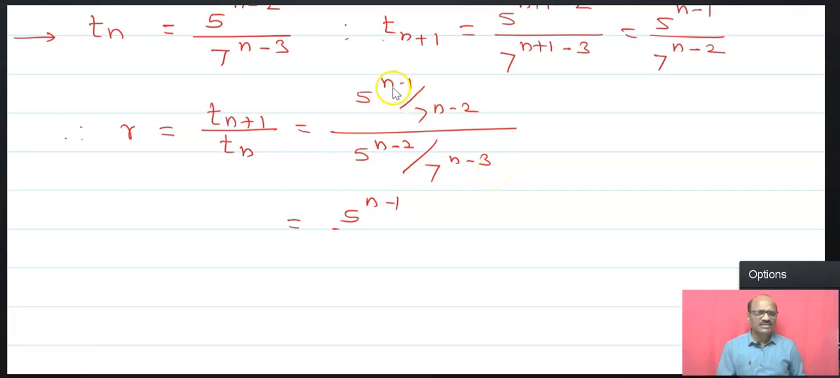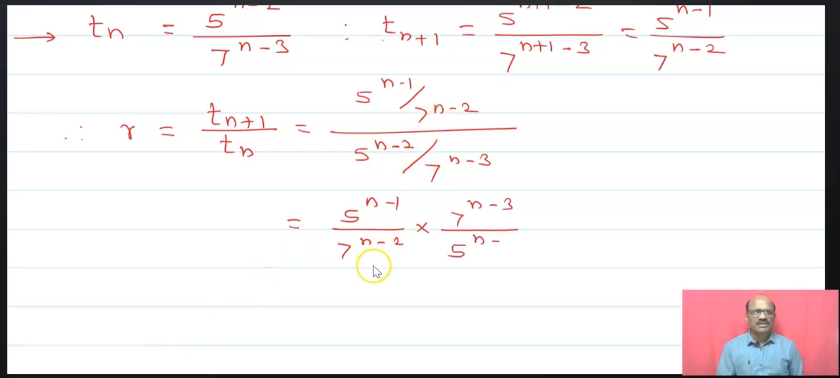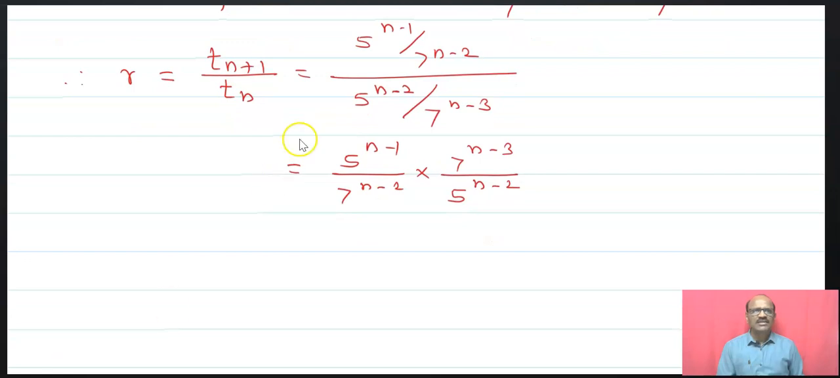Now see this, A upon B, this whole divided by C upon D means what? A upon B multiplied by the reciprocal of this, which is D upon C. Now see these steps. This is the important step: 5 raised to n minus 1 upon 7 raised to n minus 2, multiplied by the reciprocal, that is 7 raised to n minus 3 upon 5 raised to n minus 2.